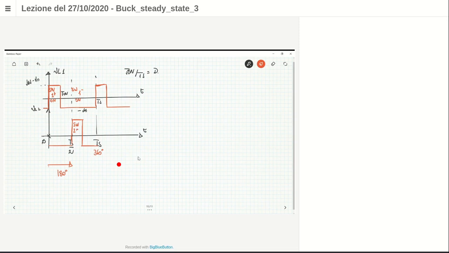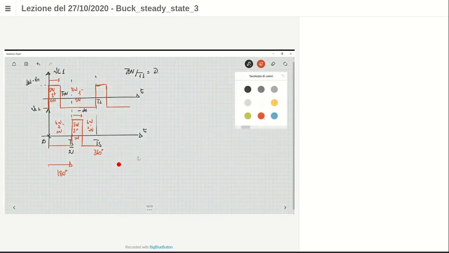So here you have switch 2 plus on, and here you have switch 2 minus on. Also here, switch 2 minus. So the same duty cycle, the same Ton period for both converters, but I shifted the time instant at which you get the Ton.